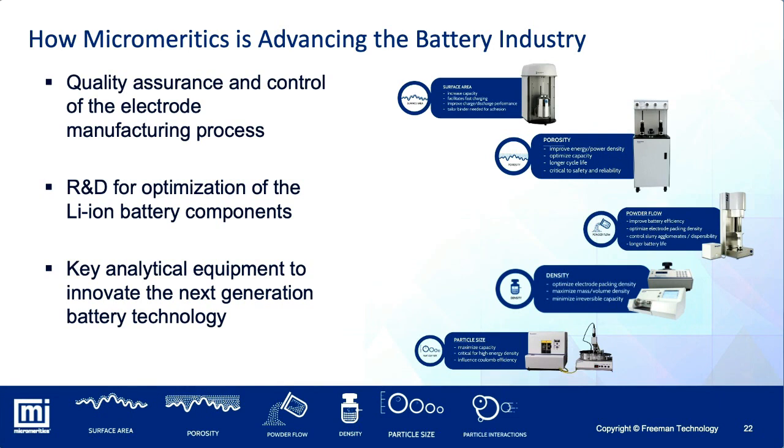However, Micromeritics has a lot of different instruments that can be used in the battery market. We have instruments that can help with the quality assurance and control in the manufacturing process. In the R&D, we can help to optimize all the different components of your battery. And as the R&D is going to the next generation of materials, it can help to understand those materials better. On the right-hand side shows all of the things that Micromeritics leads in: surface area, porosity, powder flow, density, particle size, and particle interactions.